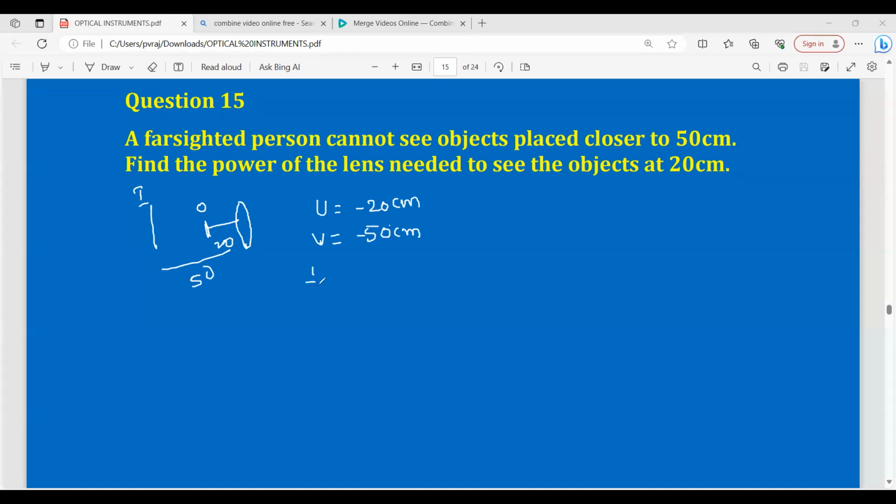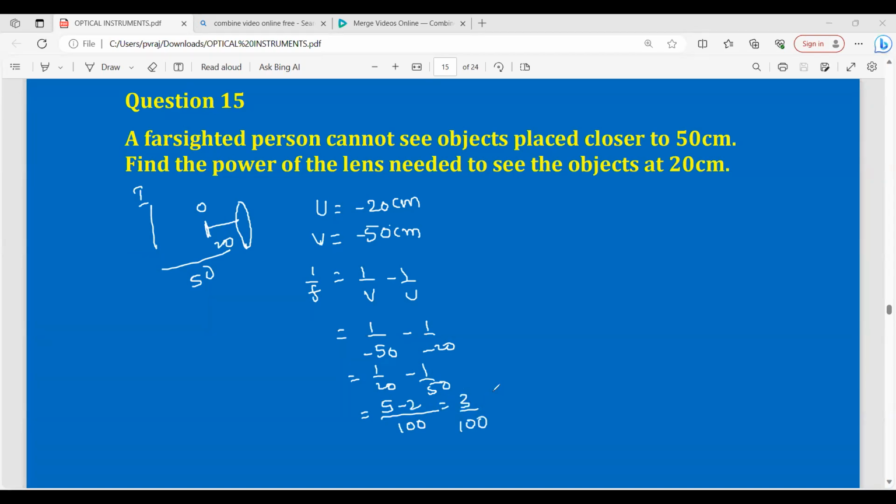Then focal length they are asking. For any lens, what is the formula? 1 by f equal to 1 by v minus 1 by u. So you can solve it now. 1 by minus 50 minus 1 by minus 20. This is nothing but 1 by 20 minus 1 by 50. And for this, LCM is 100. This is 5 minus 2. That is 3 by 100.